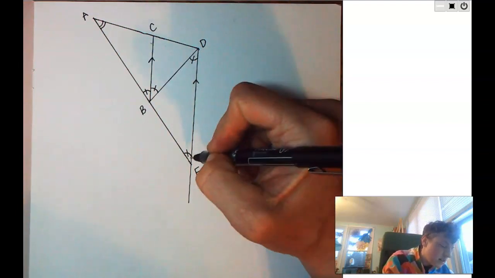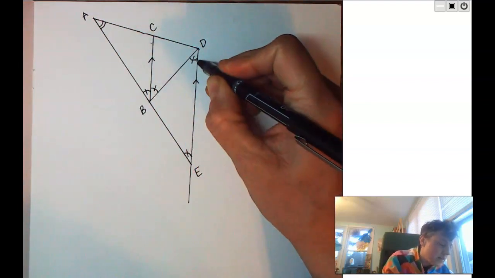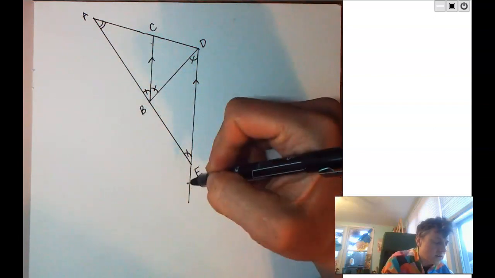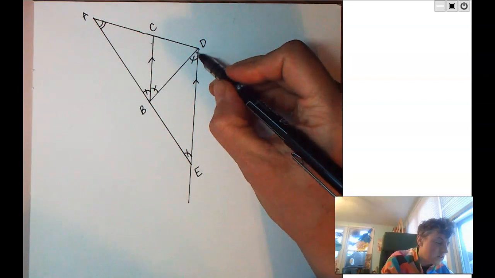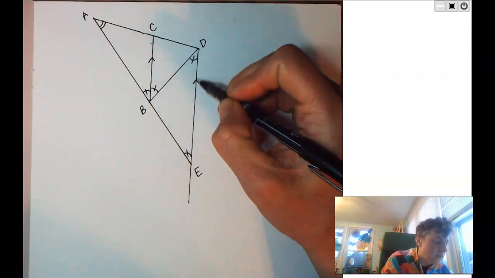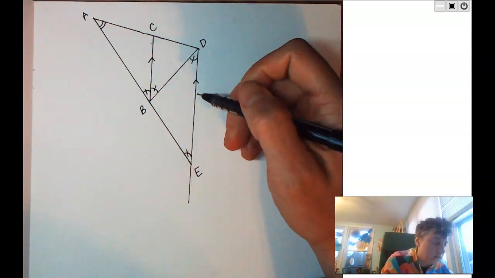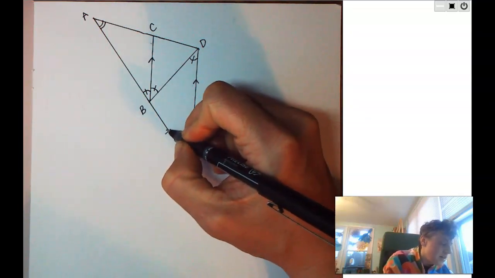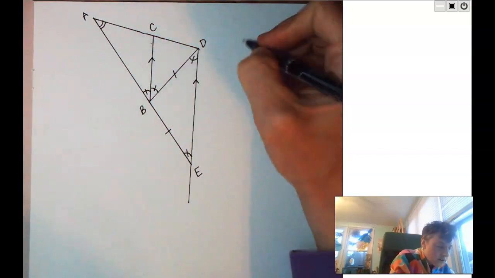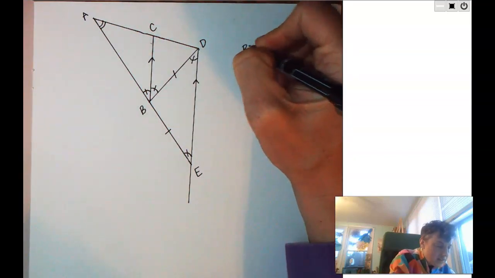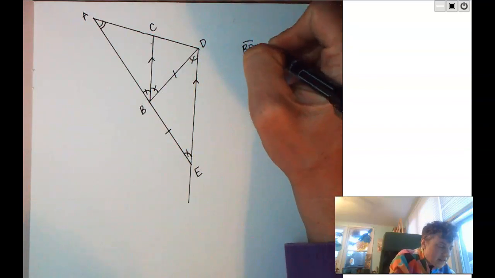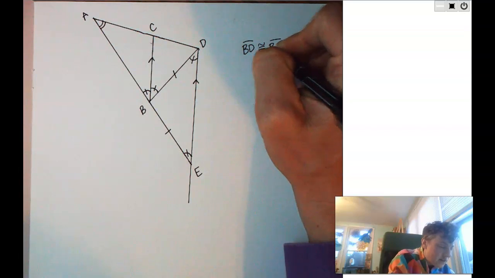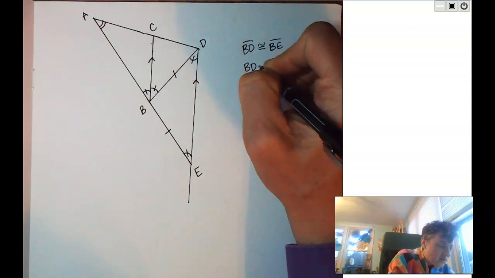So now we see that these two base angles of this triangle DBE are congruent, which means this triangle here on the bottom is an isosceles triangle, because isosceles triangles have base angles that are congruent. If it's isosceles, it means its sides are congruent. So BD is congruent to BE, meaning that their measures are equal.